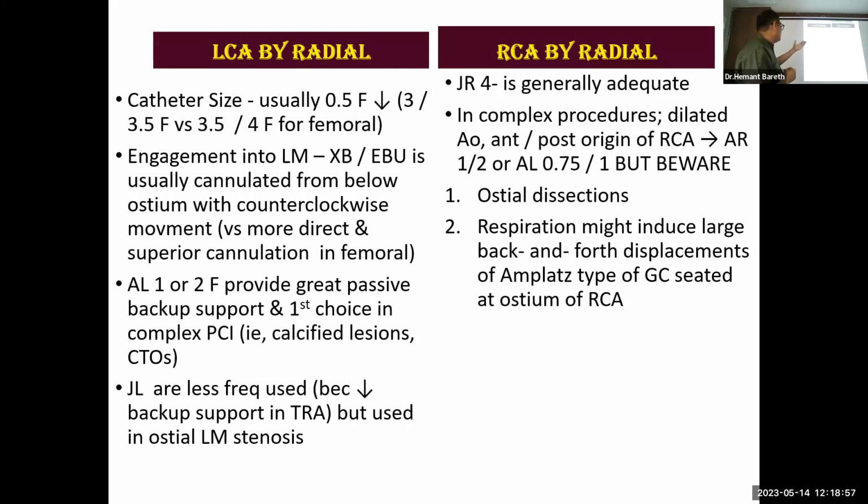So basically, for the left main, EBU or XB, from below up with a counterclockwise movement. These are some of the things that have been described. You could also use Amplatz 1 or 2, whatever you would want to do. JL is less frequently used, again, because it gives much less support. But JR4 is mostly adequate. In case of difficulty, AL 0.75 or AL1.